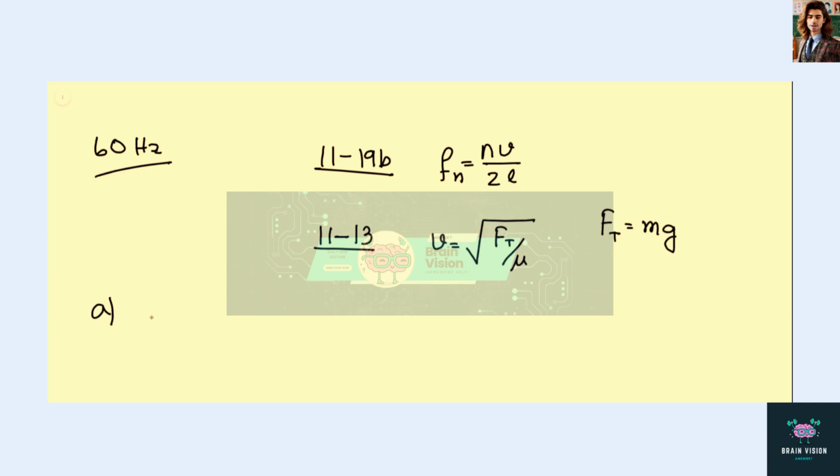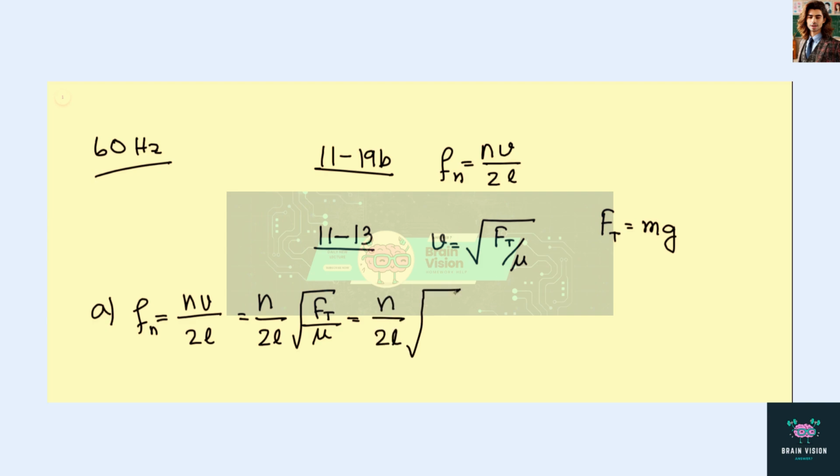So for part A, we have to calculate mass. So f_n is equal to n v over twice L, and we can equate that with the following equation, where we replace the expression for v. So we have n over twice L square root of F_T by mu. Now again we can replace F_T by mg, so we have n by twice L square root of mg divided by mu. And from there we can actually calculate the mass.